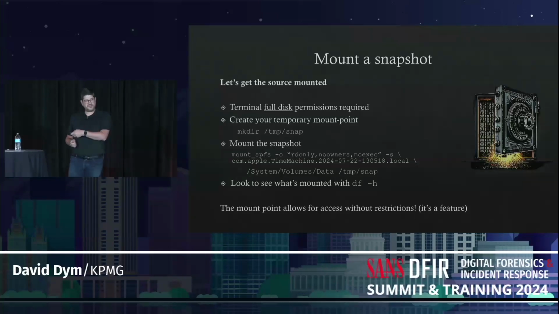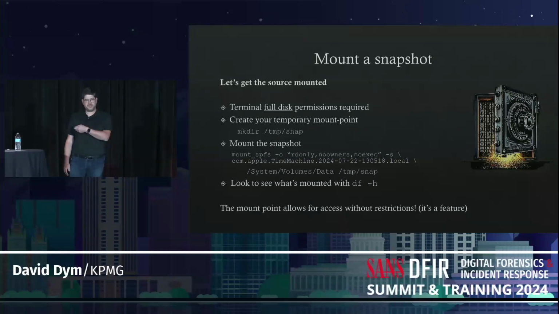So to mount the snapshot, you need to create a temporary mount point. We're going to do it in tmp. We're going to call it snap. We don't do it under volumes because volumes typically will expunge a directory that's just sitting there that you've created. You can do it, it'll work. You could even put it on the target drive. You can create a little snap directory on there and mount your snapshot there. It doesn't really matter where.